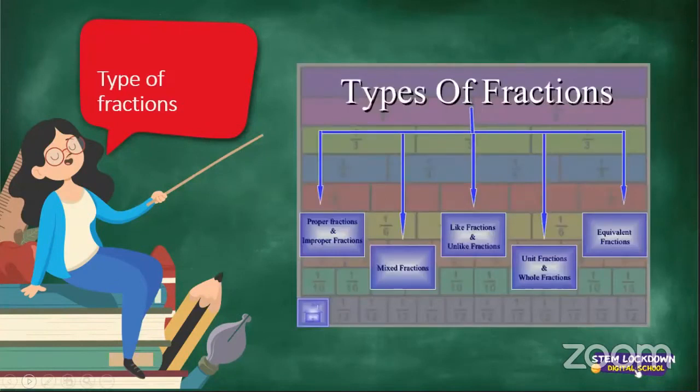So what types of fractions do we have? We have proper fractions and improper fractions, which are the ones that we'll look at today. We have mixed fractions, like and unlike fractions, unit fractions and whole fractions, equivalent fractions, or common fractions. We also have decimal fractions. I wanted to start with decimal fractions today, and then I thought, no, let me start from the beginning.